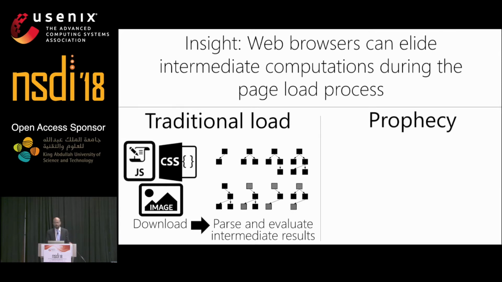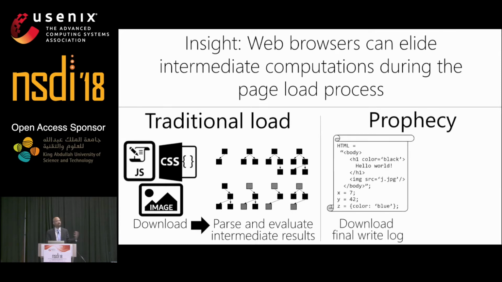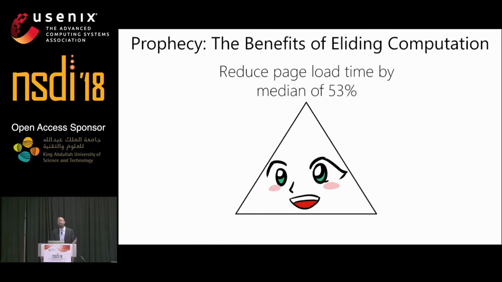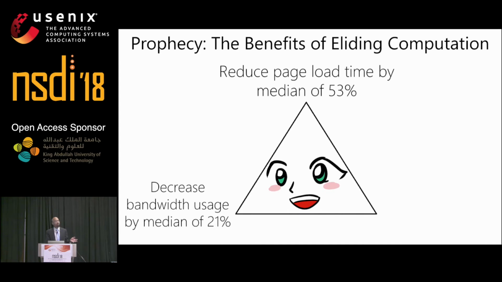So in our new system called Prophecy, a client's going to download a write log that contains the final value for each piece of state in the page. The client can then parse and evaluate that log, skipping over the intermediate results and directly building the final version of the page. So Prophecy optimizes all three metrics that I mentioned. It's going to reduce median page load time by 53%. It's going to decrease bandwidth usage by 21%. And it's also going to cut energy usage by 36%.